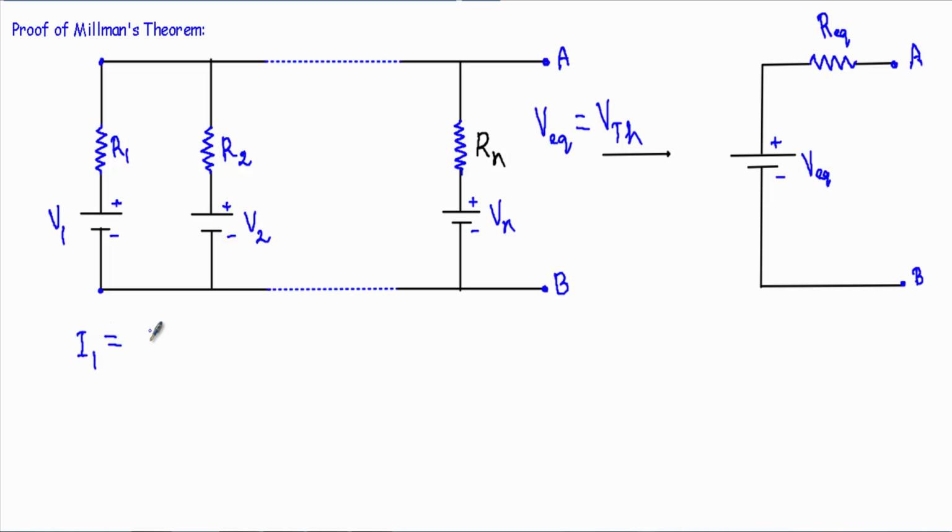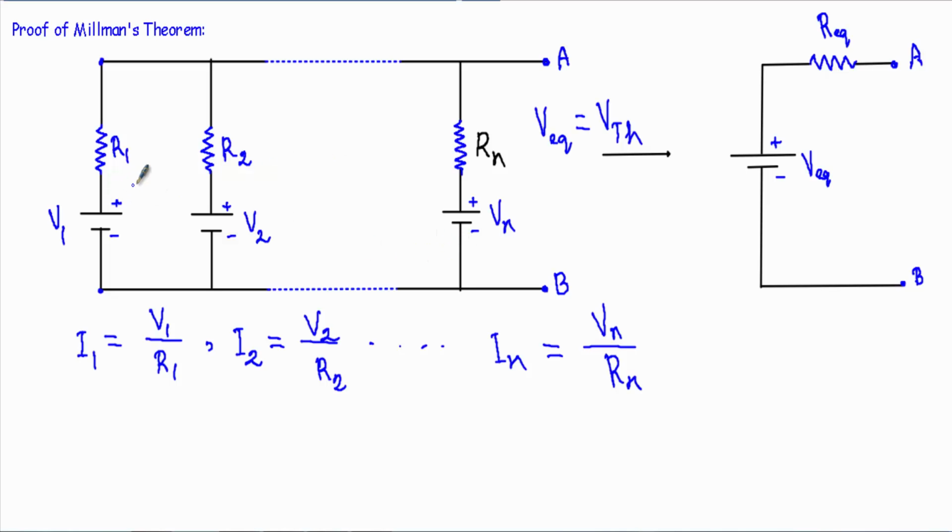I1 will be equal to V1 divided by R1. For V2 and R2, I will get a current source V2 divided by R2. For the nth resistor, I will get the current In equal to Vn divided by Rn. And see, the direction of I1, I2 and In will be in the upward direction, because V1, V2 or Vn will supply the current in this direction, the upward direction.